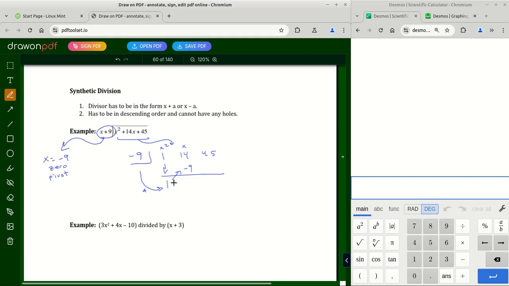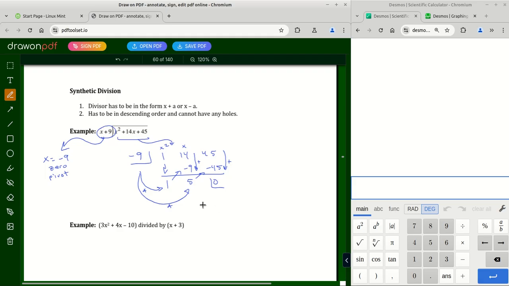Okay, so I multiplied and I brought it up. I'm going to add this column, 14 plus a negative 9, so basically just subtracting them now, and we get a 5. Repeat. Negative 9 times the 5 is a negative 45. I'm going to add this column to make a 0. There you go.